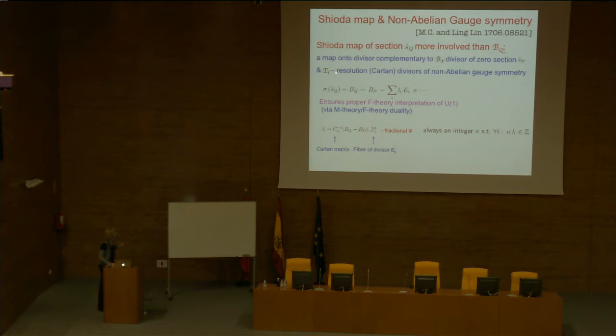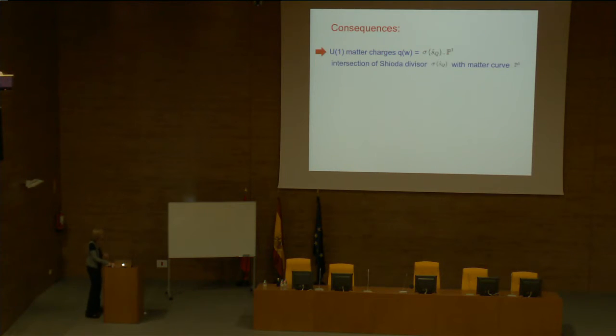So in this construction, we see that the linear combination of resolution divisors associated with Cartans of non-abelian gauge symmetry has coefficients which are actually fractional numbers, and this is a consequence of the fact that these fractional numbers appear in terms of inverse Cartan matrices, and the intersection of the Q and zero section divisors with the fiber of a specific resolution divisor. So these fractional numbers always allow us to find an integer kappa for which multiplication of these fractional numbers with this integer is always an integer number. So this kappa will play an important role in the subsequent discussion of the properties of the charges of matter representations in this construction.